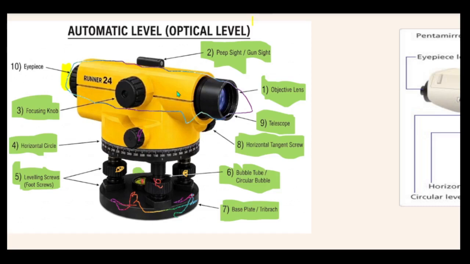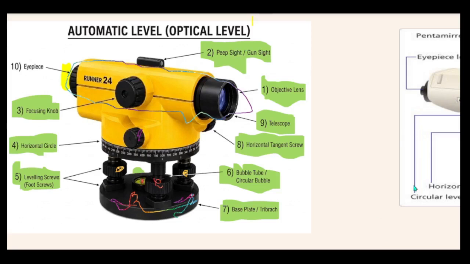There is nothing much. A leveling instrument is mainly made up of a telescope. All right, that's the idea there, and you need to know it. It's usually made up of the telescope. Now let's move to another one.